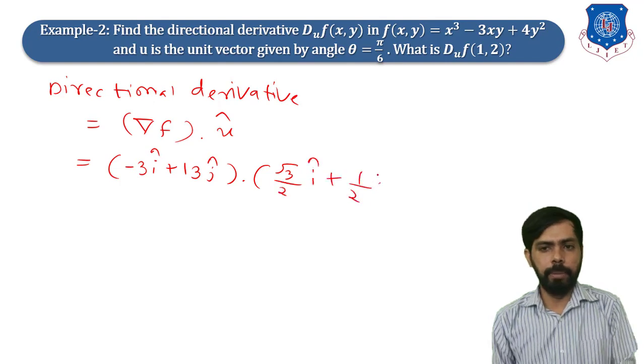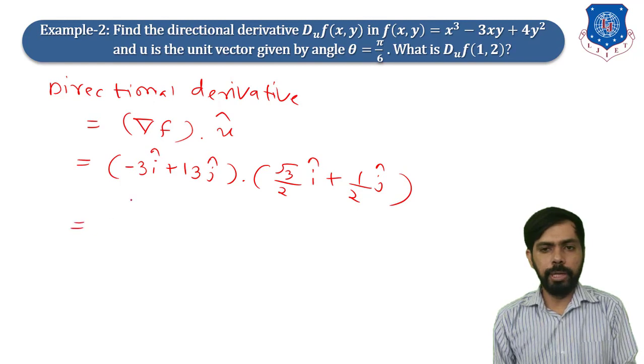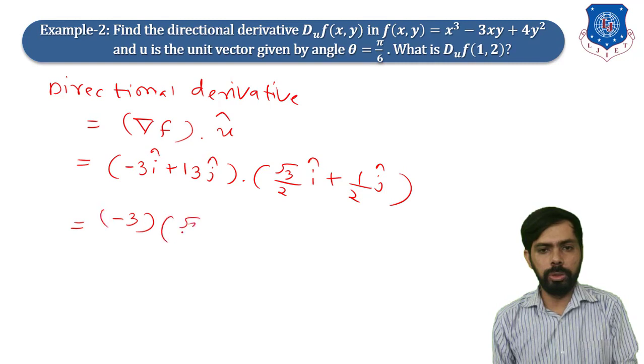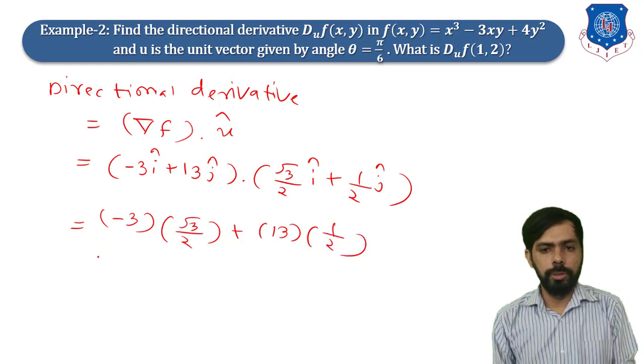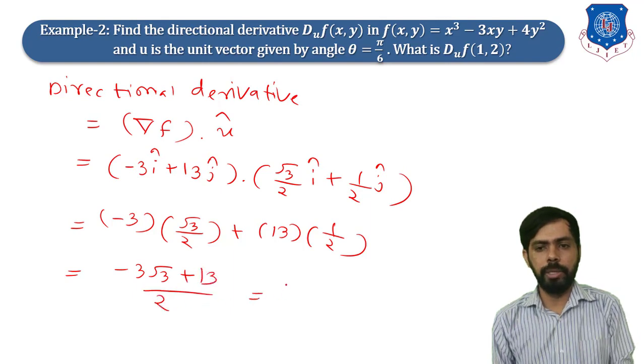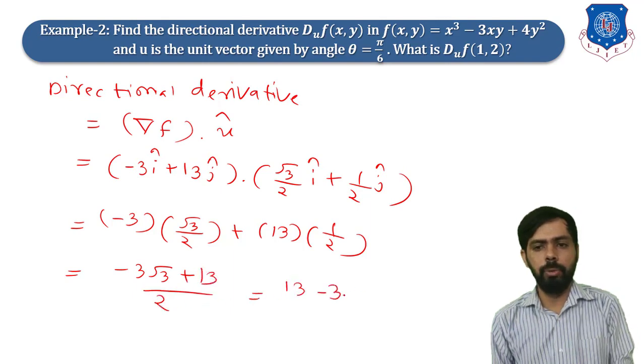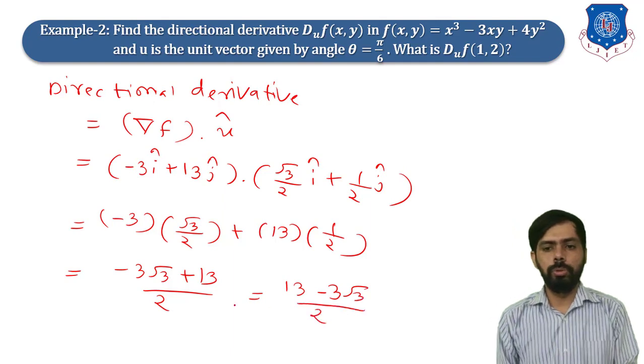Now if we take the dot product of these two vectors, it will be minus 3 into root 3 by 2 plus 13 into 1 by 2. If we simplify this, then it will be minus 3 root 3 plus 13 whole divided by 2. So this can be written as 13 minus 3 root 3 whole divided by 2. So this is the directional derivative of function f of xy, where u is the unit vector given by angle theta equal to pi by 6.